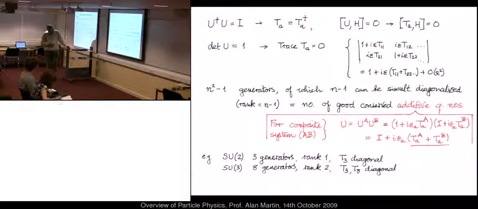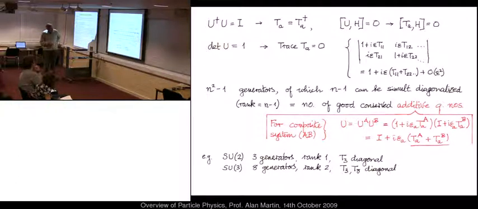Now for SU(N), you've got N squared minus 1 generators, of which N minus 1 can be simultaneously diagonalized. Now the number of simultaneously diagonalizable generators is called the rank of the group. So the rank of an SU(N) group is N minus 1. These are the good conserved quantum numbers, because if they don't commute with each other, they're not any use to be an additive quantum number. So the rank tells us the number of good quantum numbers.